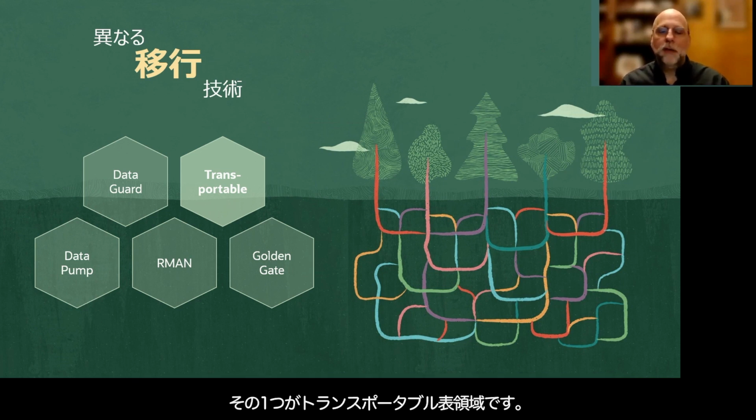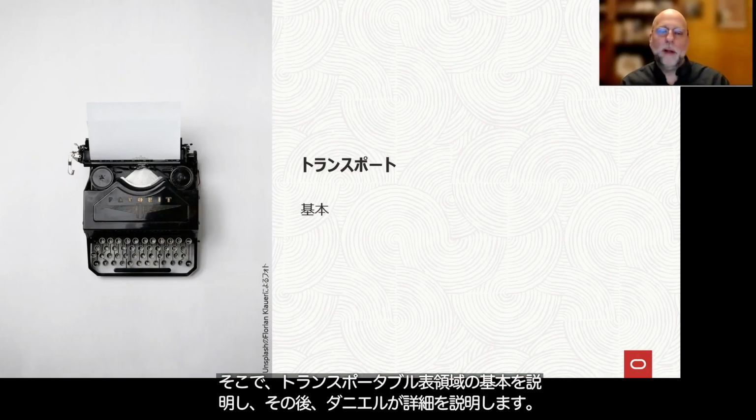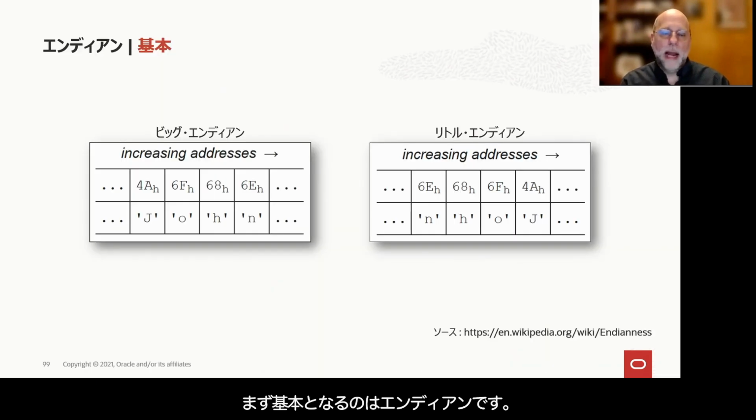One of those is transportable tablespaces. So I'll give you the basics of transportable tablespaces, and then Daniel can get you into some of the nuts and bolts. The first of the basics is endianness.